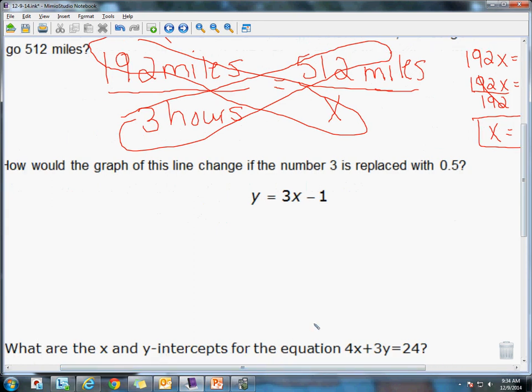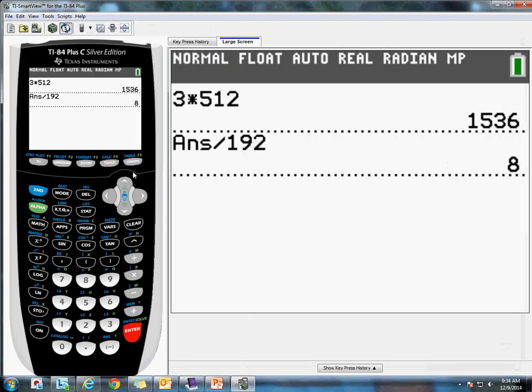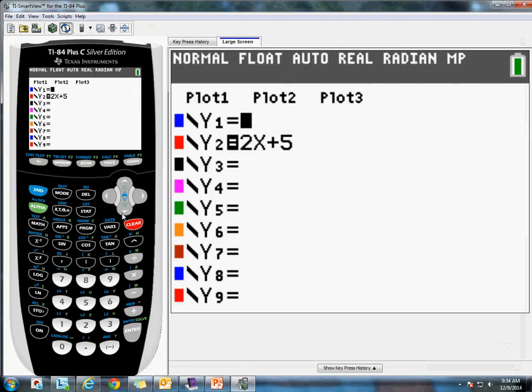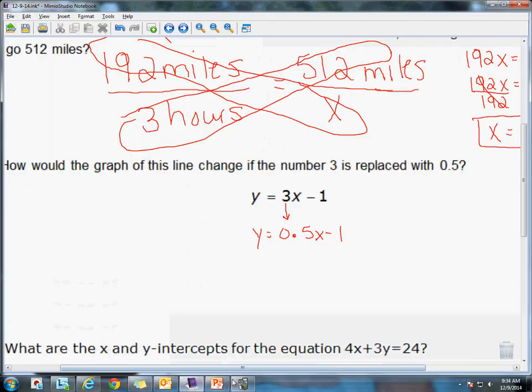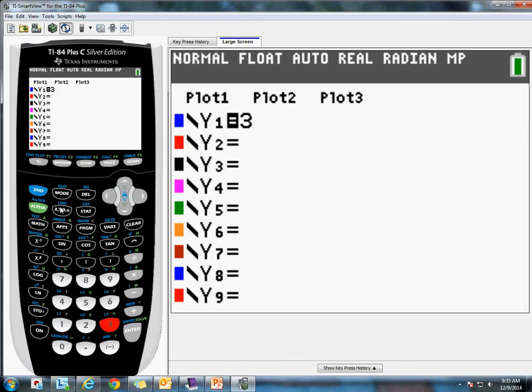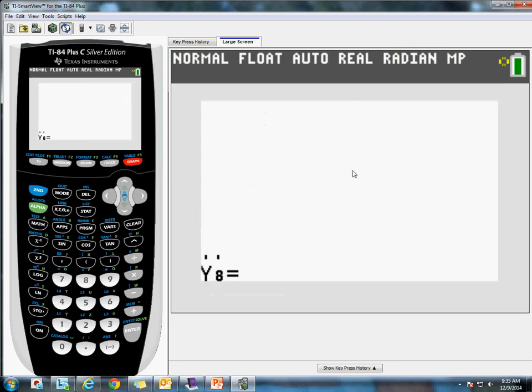Alright, next question says, how would the graph of this line change if the number 3 is replaced with 0.5? So we're going to rewrite this, y equals 0.5x minus 1. Best way to look at the difference between these two is to put it into your calculator and y equals. So my first equation was 3x minus 1. And the second one is 0.5x minus 1. So we're going to look at the graph.